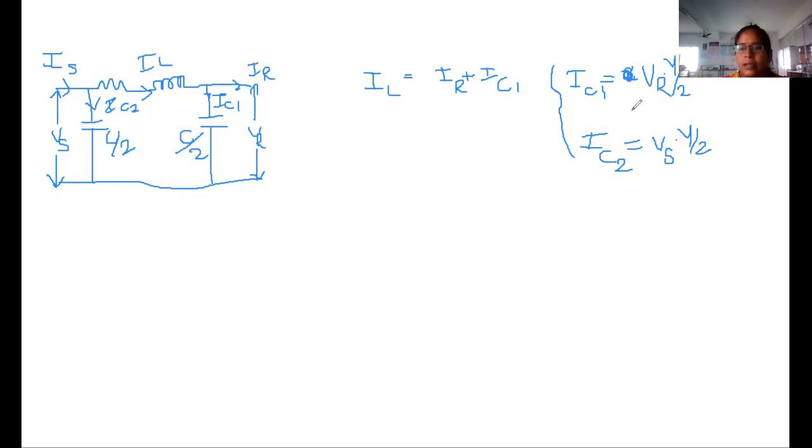So here the current values for IC1 and IC2 are VR into Y by 2 and Vs into Y by 2. Substitute the value for IC1 in the equation, we can get IR plus IC1, which is VR into Y by 2. This is the value for IL. So we can find out the value for IS.